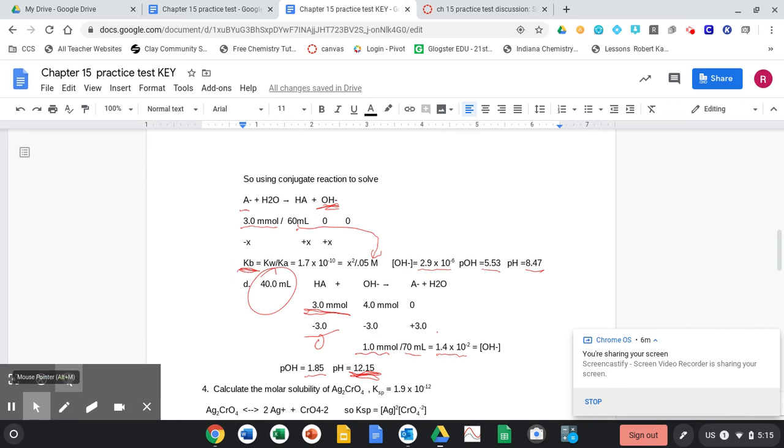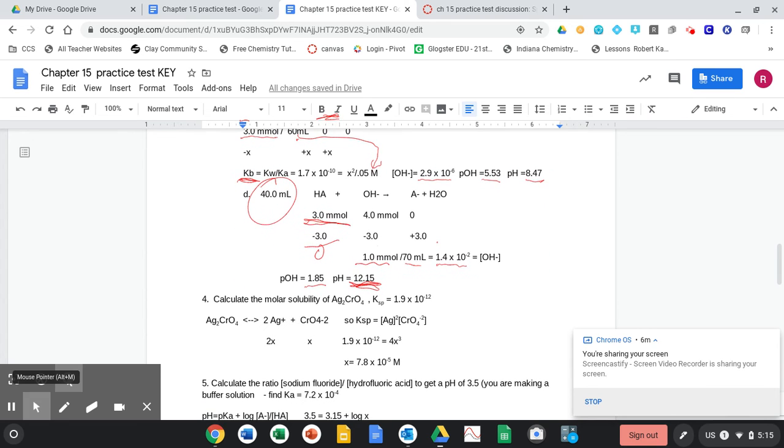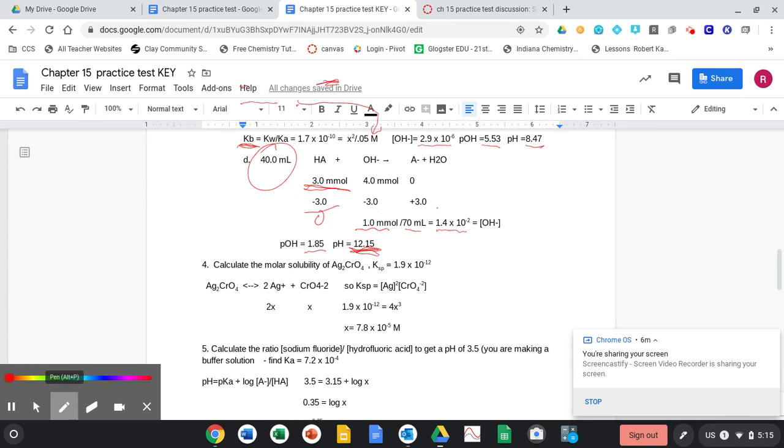And then the next problem, number 4, is about Ksp. So the first thing you want to do with a Ksp is you want to look at the chemical. When you look at the chemical, you can see this one is silver chromate. So it's going to form 2 silver ions and 1 chromate. So that means that this concentration would be 2x to 1x in comparison.